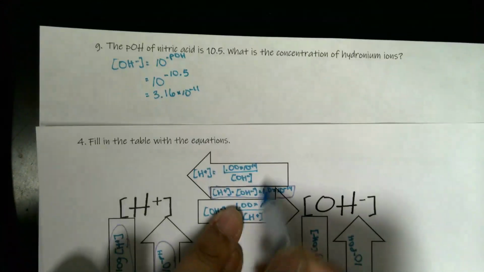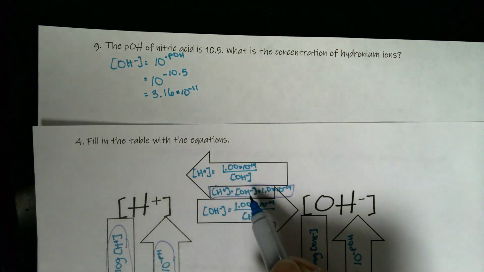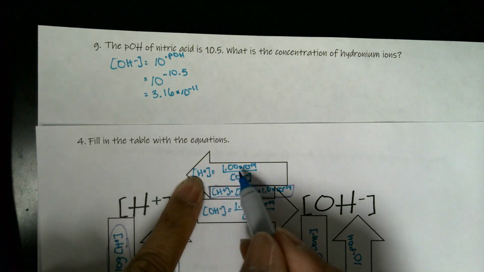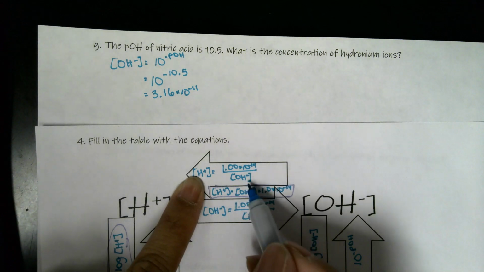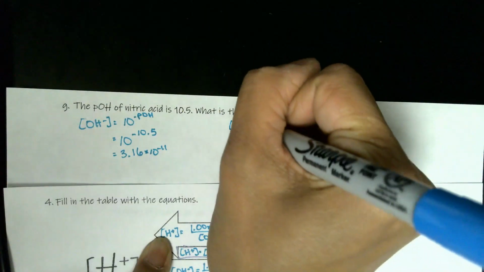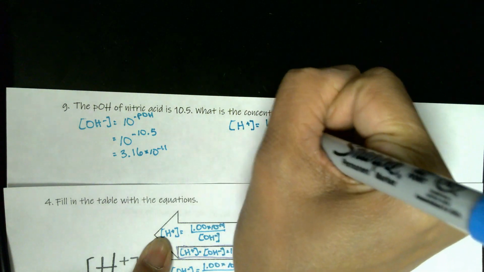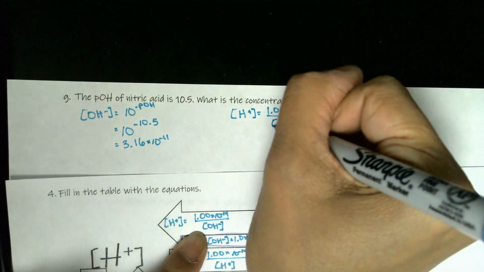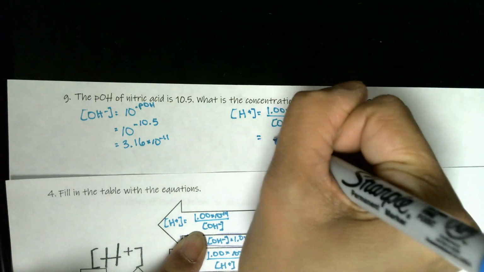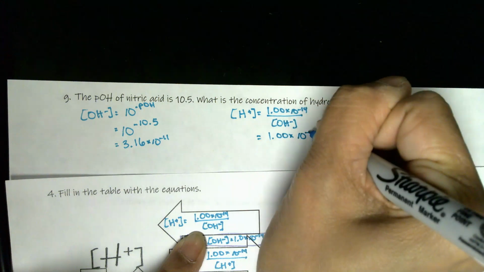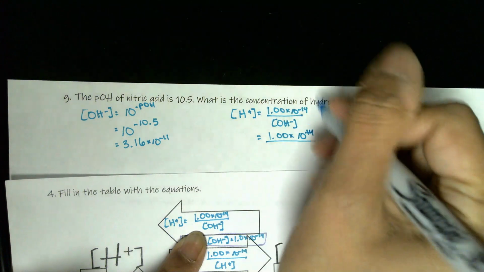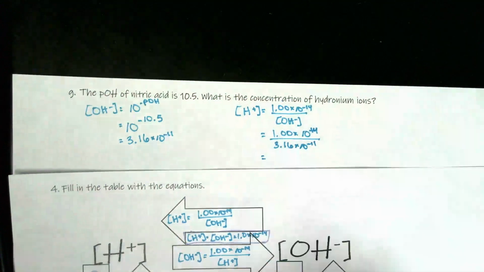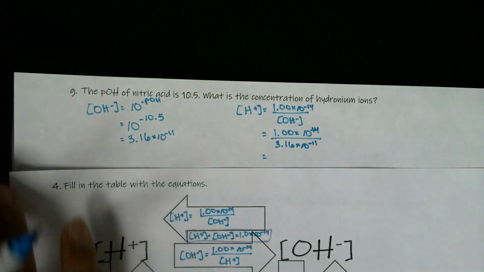So then we have this relationship here. So I know that the concentration of H plus is equal to 1 times 10 to the negative 14th over the concentration of OH minus. So I can say concentration of H plus is equal to 1.00 times 10 to the negative 14th over the OH minus. So I have 1.00 times 10 to the negative 14th. That's a 1 and a 4. Divided by 3.16 times 10 to the negative 11. So again, I have to round here, but it'll be fine.